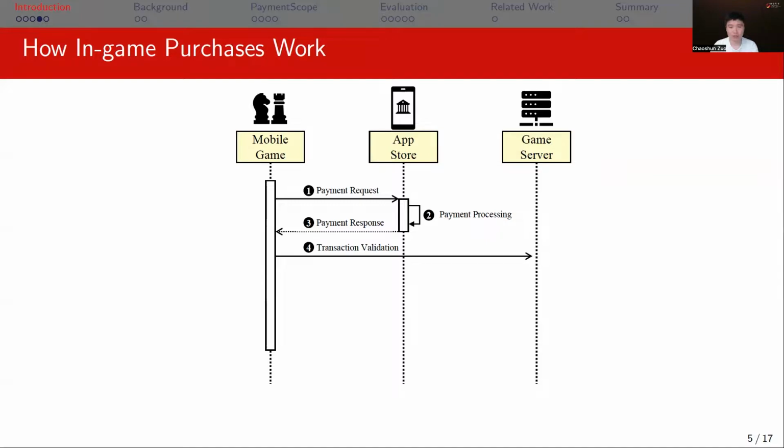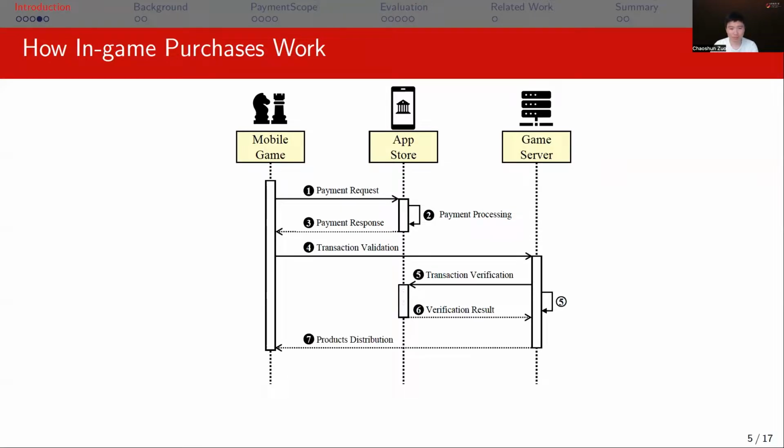The game server can use the app-specific public key to validate the transaction signature, or it can send the transaction to the App Store for verification. After validating the transaction, the game server then distributes the digital products to the user. Obviously, it is critical for the game to verify the transaction at the server side. However, we found that some games implemented the IGP in the wrong ways.